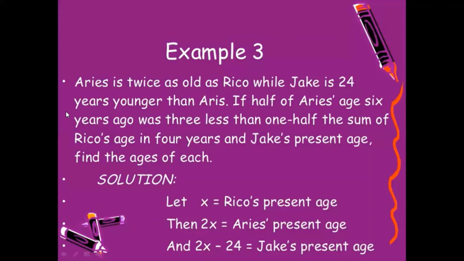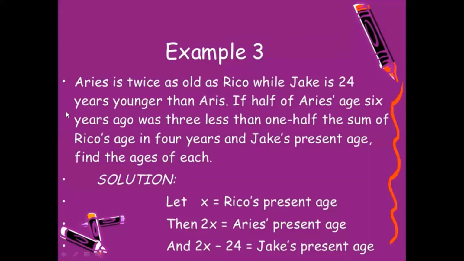Then we will go back to the statement to see who is the second youngest. Aries is older than Rico, so we have to look at the second youngest person, that is Aries, 2x, twice. We have been given the relation twice. Then Jake is 24 years younger than Aries.